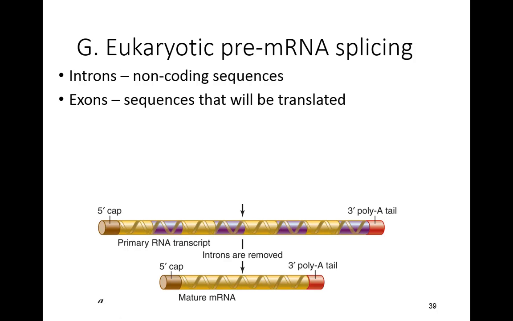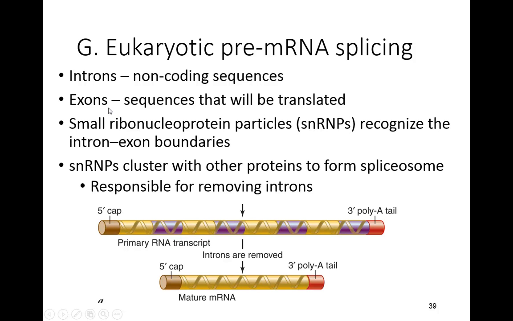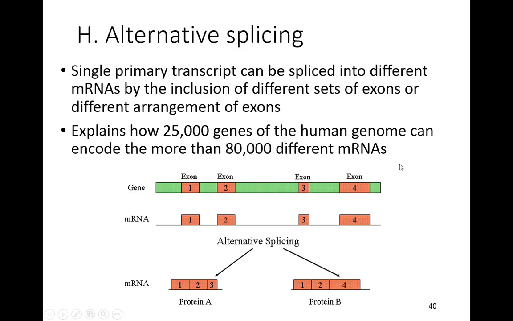So once an mRNA is made, though, usually not all of it is used. Sorry, you have introns, which are sections of the RNA that are not used, and you have exons, which will be used for translation. What happens to the introns is they are removed by small ribonucleoprotein particles, or SNRPs, and they recognize the boundaries between the exons and introns and then cluster with other proteins to form a spliceosome and remove the introns.